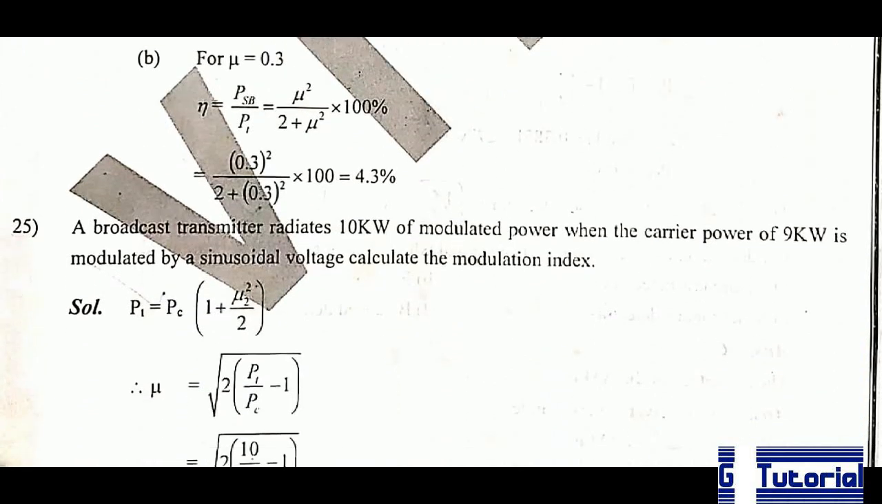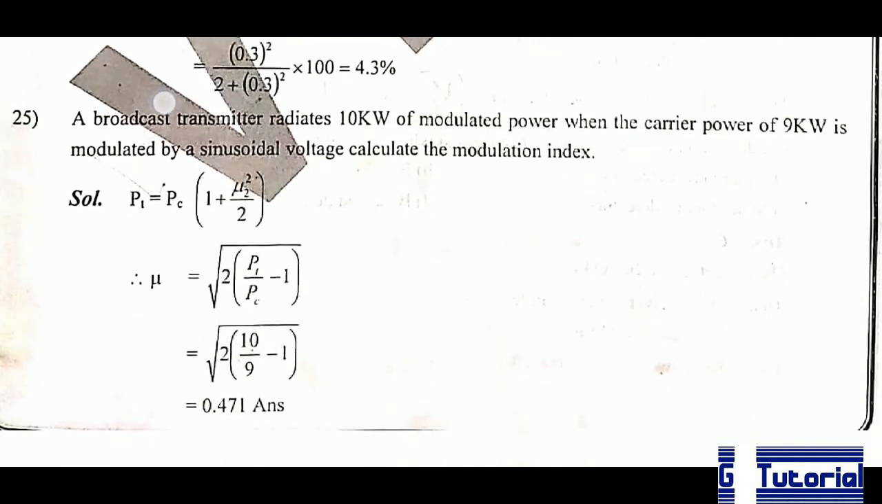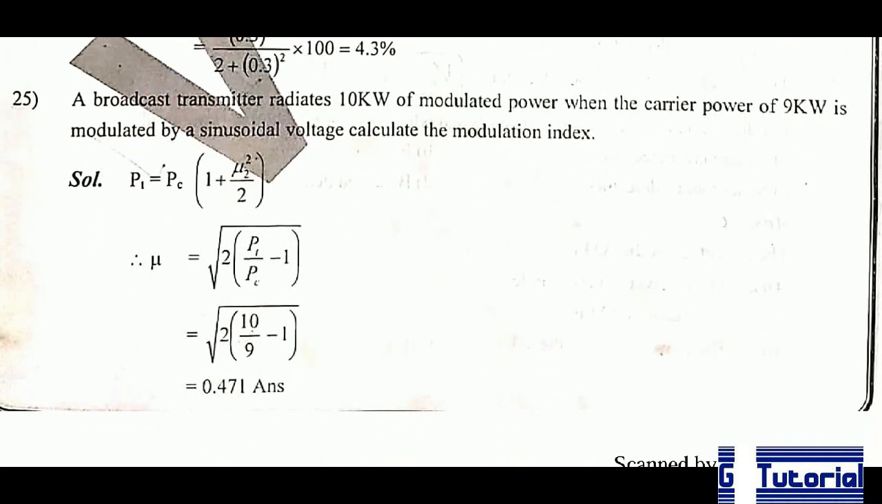Next question. A broadcast transmitter radiates 10 kilowatt of modulated power when carrier power is 9 kilowatt. It is modulated by a sinusoidal voltage. Calculate the modulation index. Here we are given the transmitted power or radiated power as 10 kilowatt, that is PT is 10 kilowatt, PC is 9 kilowatt. Then we are asked to find the value of modulation index. On substituting, 10 is equal to 9 into 1 plus mu square by 2. On rearranging and substituting the value, we will get the value of mu as 0.471.